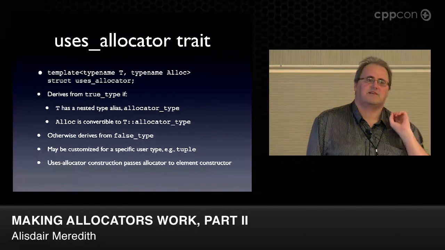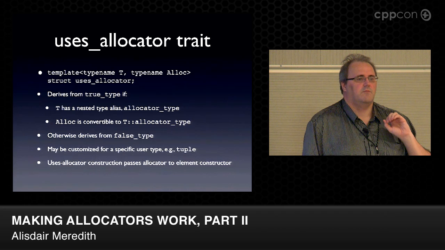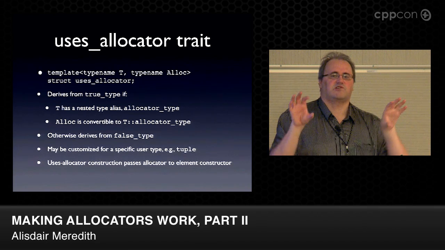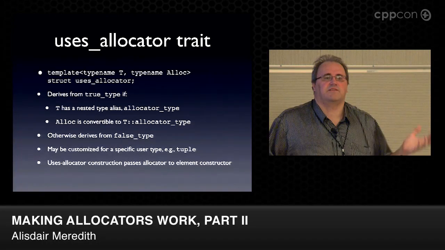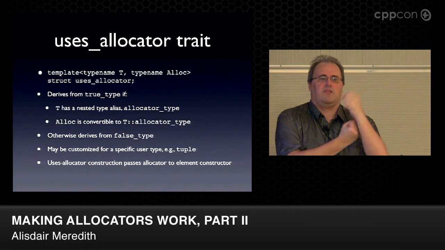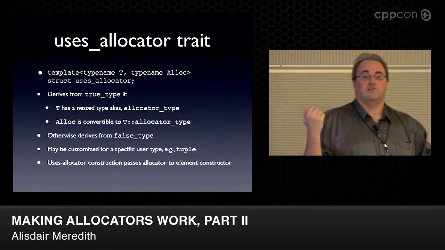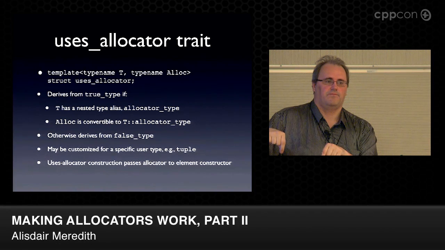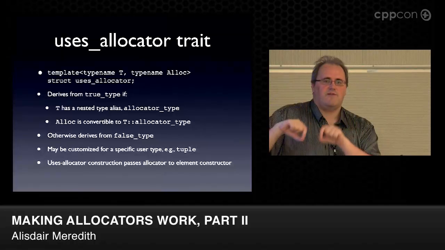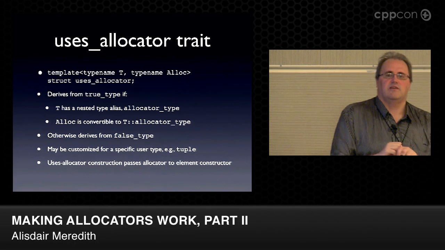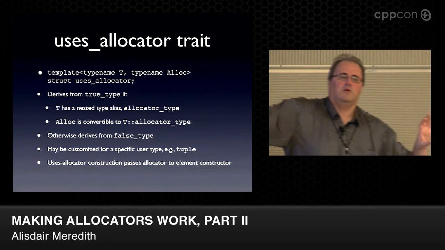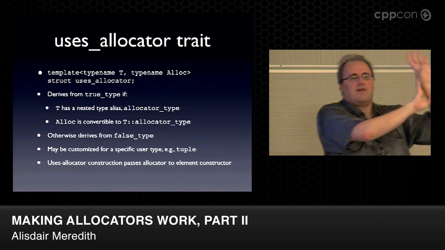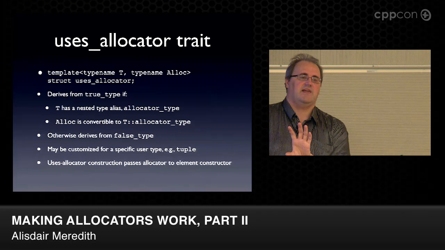But the intent is this is a customization point, because you might find something like std::pair. If I've got a pair storing strings, pair itself doesn't need an allocator. It's storing its elements directly inline. But it wants, in its constructor, to be able to pass the allocator to the strings that it's holding. So it can therefore customize the uses allocator trait by just generically forwarding to the trait itself again for its elements and say, I use this allocator if my elements use this allocator.